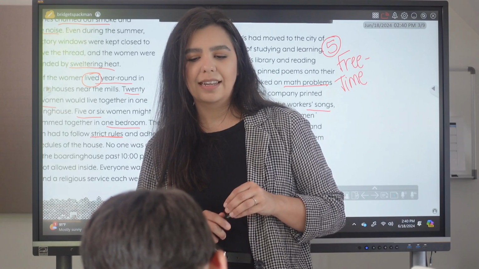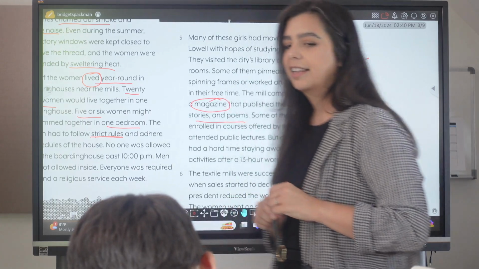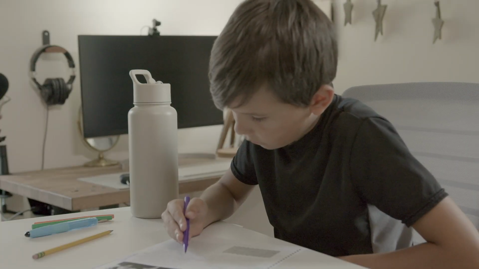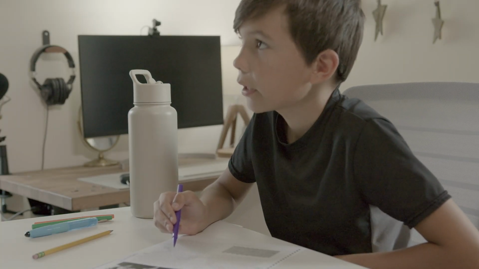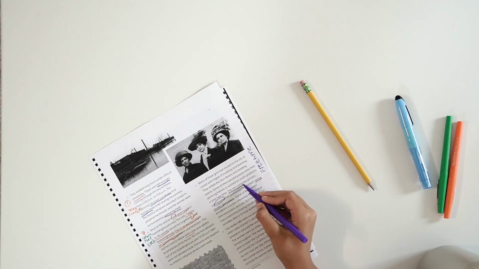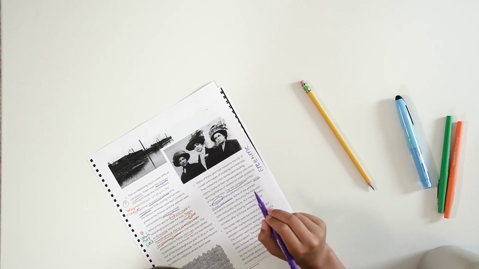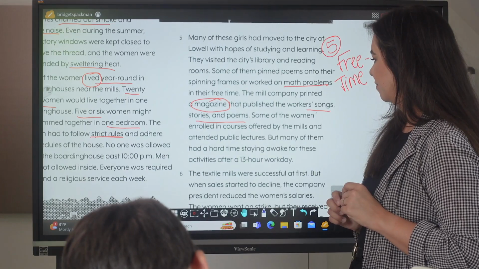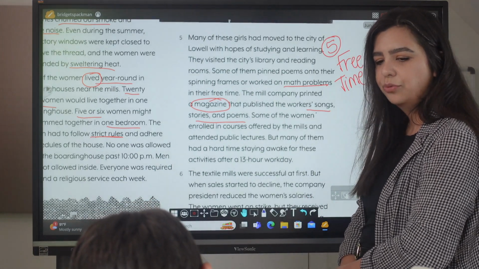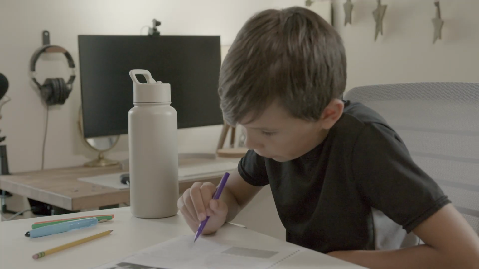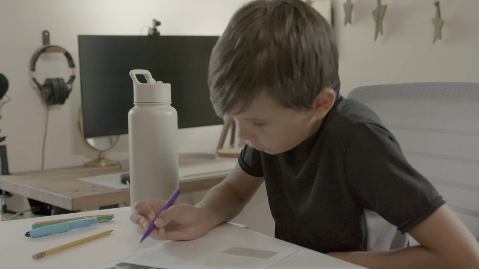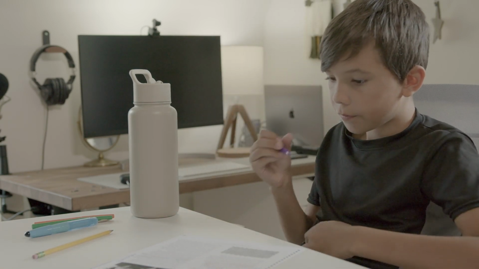Who printed that magazine? Look at the beginning of that sentence. The mill company. Yeah, exactly. What else? Do you think that's really important? I'm trying to look for the math. It's up here, buddy. Got it. What else do you think is really important?